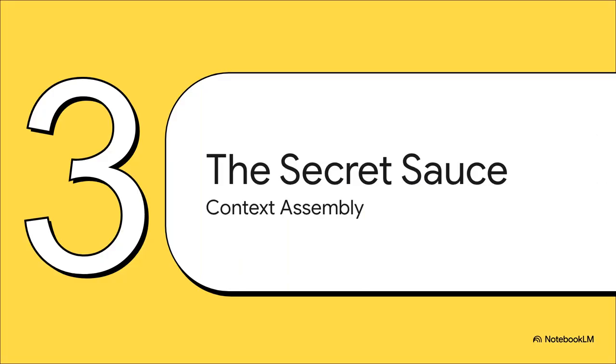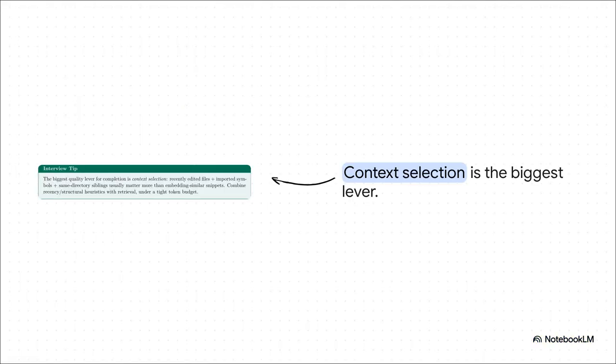Section 3. The secret sauce. Context. What beats complex embeddings? The absolute biggest quality lever we have isn't just throwing a larger, more expensive model at the problem. Nope, it is context selection under a wildly tight token budget. Imagine you only have a few thousand tokens to work with. It's kind of like packing a tiny suitcase for a month-long trip. Deciding exactly what code snippets to show the AI is literally the make or break engineering decision.